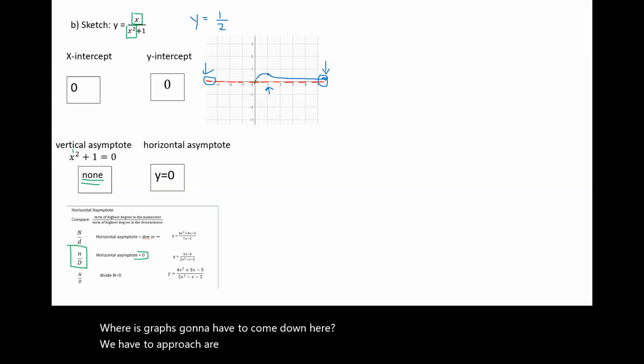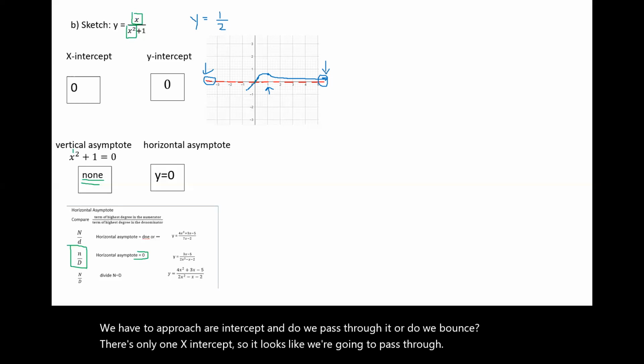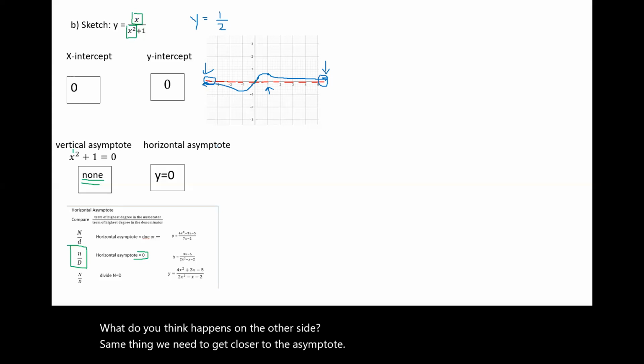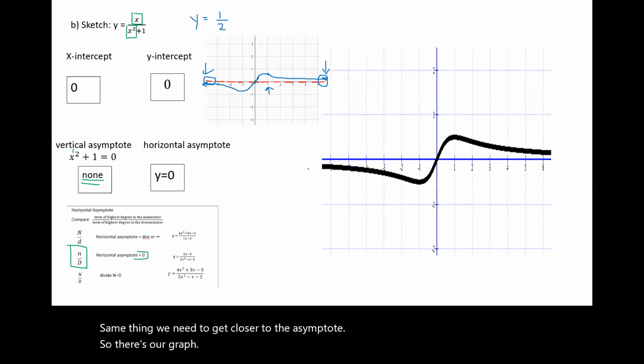And do we pass through it or do we bounce? There's only one x-intercept, so it looks like we're going to pass through. What do you think happens on the other side? Same thing, we need to get closer to the asymptote. So there's our graph. Much better version of it is this one.